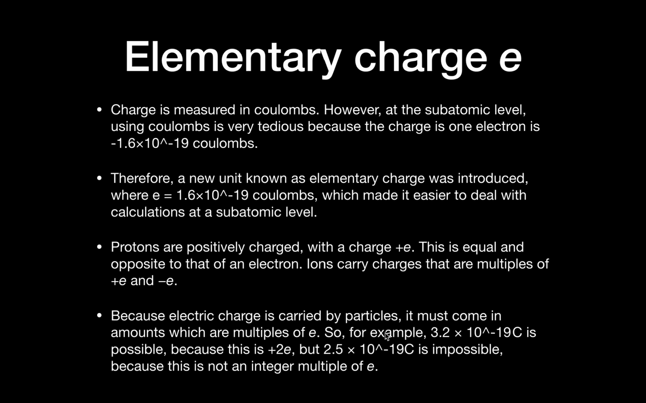So for example, 3.2 times 10 to the power minus 19 C, this charge can exist because it is 2e, an integer multiple. But 2.5 times 10 to the power minus 19 C is impossible because it is not an integer multiple of e. So whenever you're doing calculations and a question asks you whether this charge can exist, and the number is a non-integer multiple of e, like 1.5e or 2.5e, then you have to say that it is impossible for this charge to exist.